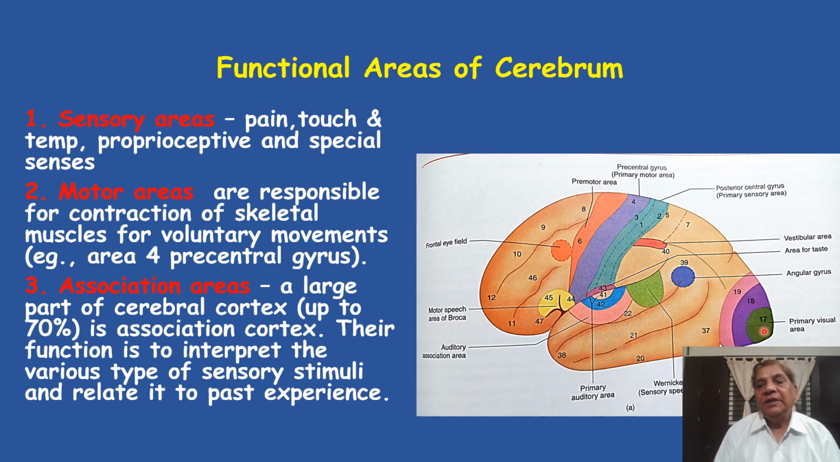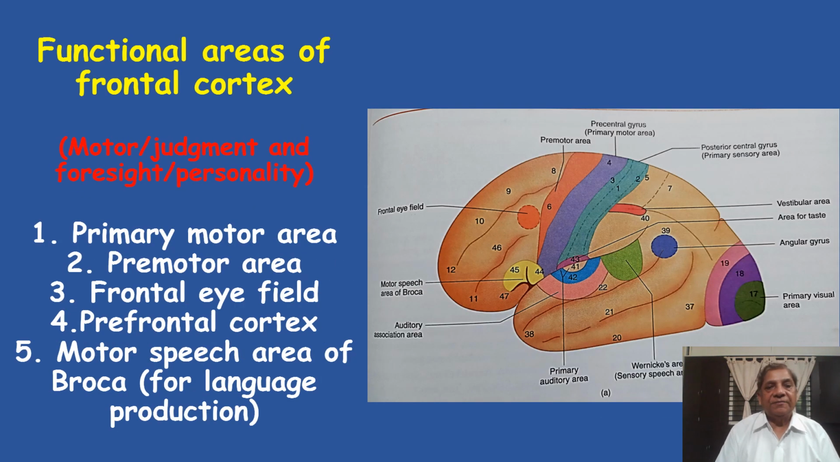For example, you are seeing a person. It is seen by area 17, but until the impulses go to areas 18 and 19, you will not be able to recognize that person, that you have met him in the past and his name is such and such. The identification will be only from areas 18 and 19. This is the function of the association areas of the cerebral hemisphere.